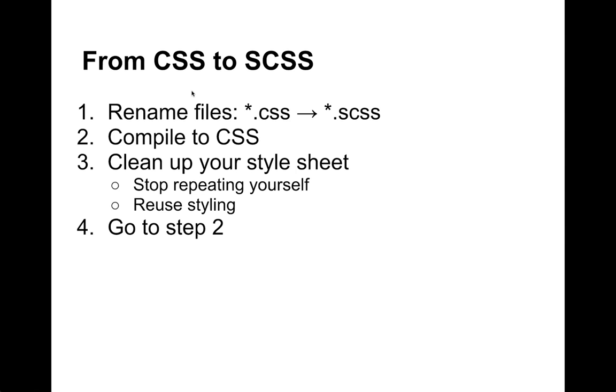And given the fact that Sass is a superset of CSS, the recipe for starting using Sass is actually quite simple. The first thing you do is you rename your files from .css to .scss. Then you compile the Sass files into CSS. Then you start cleaning up your style sheet. You stop repeating yourself. You start to reuse styling and use a lot of the other cool stuff that Sass provides. And then you return to step 2 and compile again and test and clean up and improve your styling.